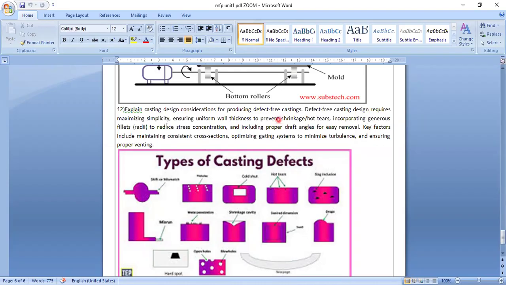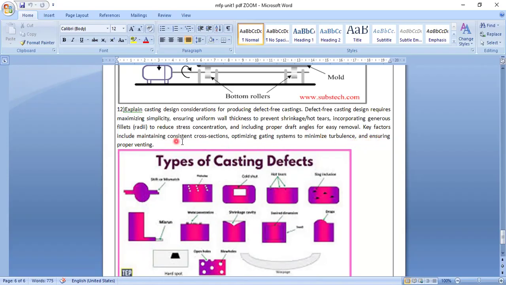Defect-free casting design requires maximum simplicity. The pattern should be simple, ensuring uniform wall thickness. One side heavy and one side low is not the proper way. To prevent shrinkage and hot tears, incorporate generous fillets to reduce stress concentration, which otherwise increases at the walls. Include proper draft angles for easy removal. Otherwise it is difficult to remove and will disturb the pattern.